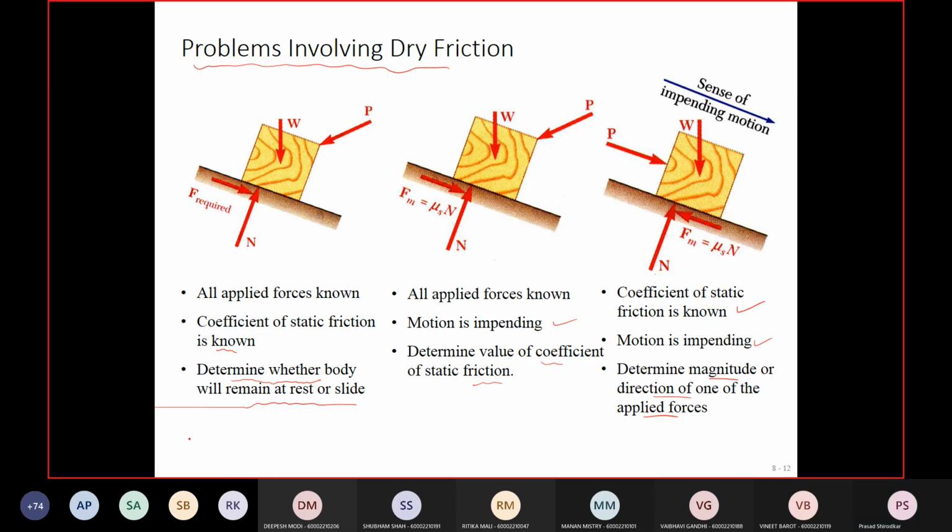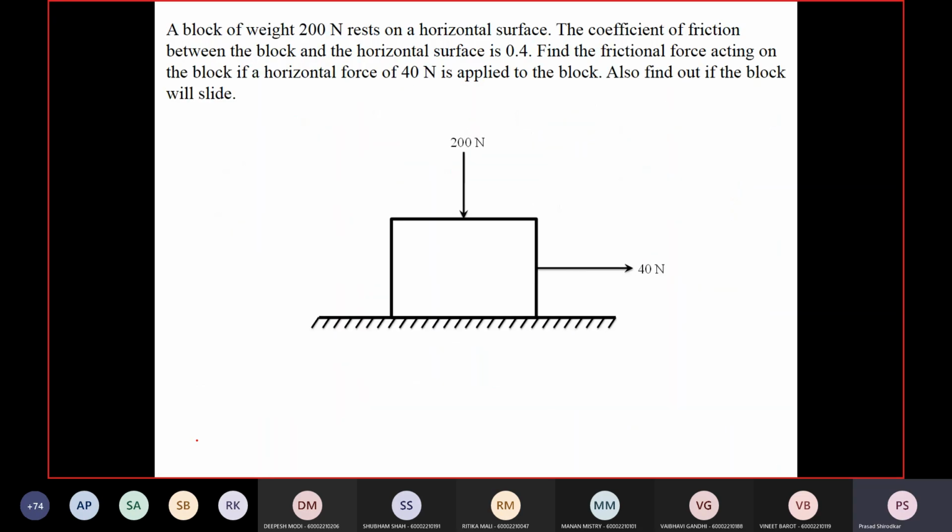Okay. Any questions? So now let's start by solving some basic problems, and then gradually we'll increase the complexity. A block of 200 Newton rests on a horizontal surface. The coefficient of friction between the block and the horizontal surface is 0.4. Find the frictional force acting if a horizontal force of 40 Newton is applied to the block. Also find out if the block will slide.